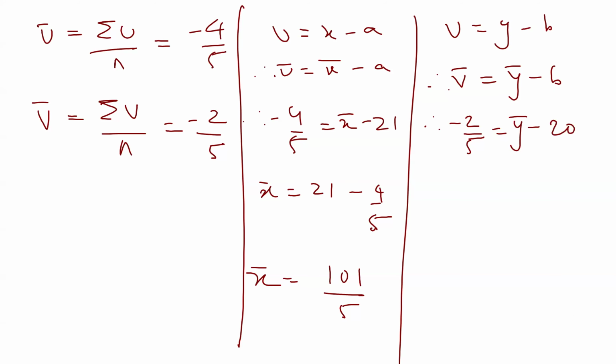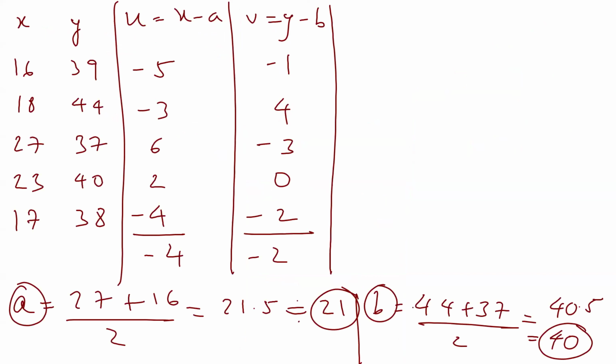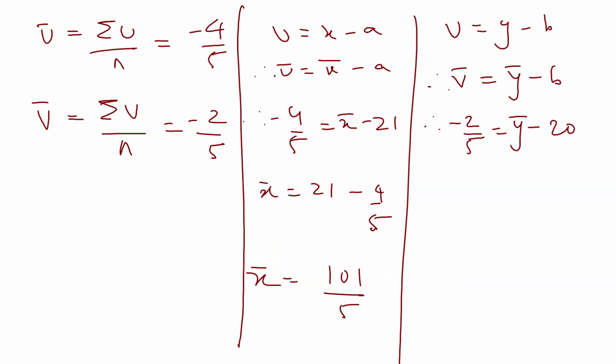Okay, let's verify that information. Yes, b is equal to 40. Sorry, b is equal to 40. So let's take b as 40, and so y bar is equal to 40 minus 2 by 5. So y bar is equal to 40 into 5, 200 minus 2, 198 by 5.